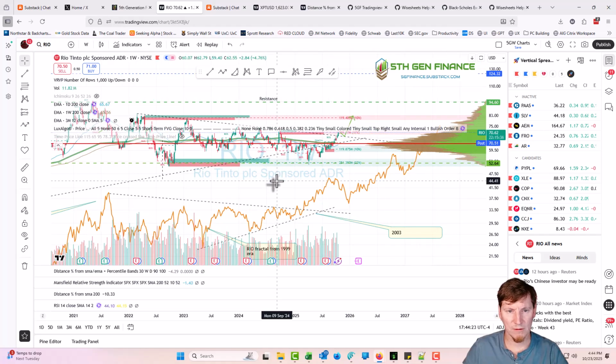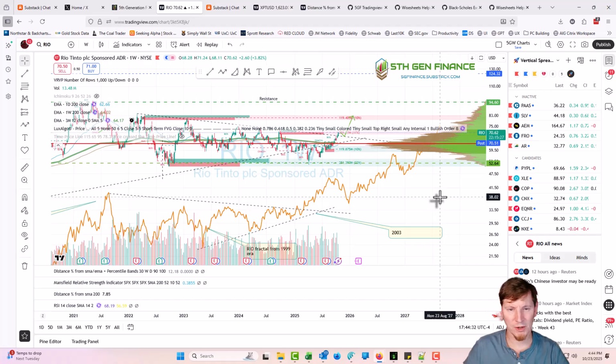Rio's going to trade a whole lot in lockstep with emerging markets, and if emerging markets break out, that's possibly what you're seeing there. It's going to be in a lot of emerging market funds.